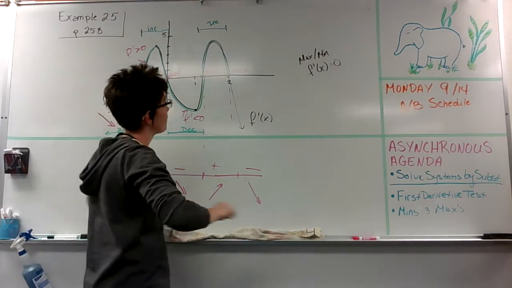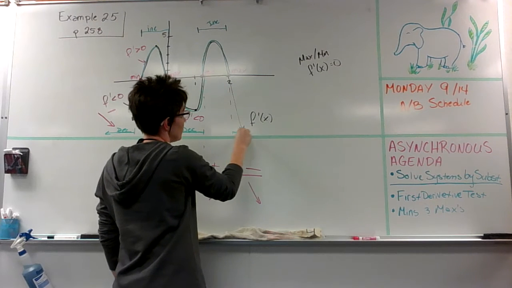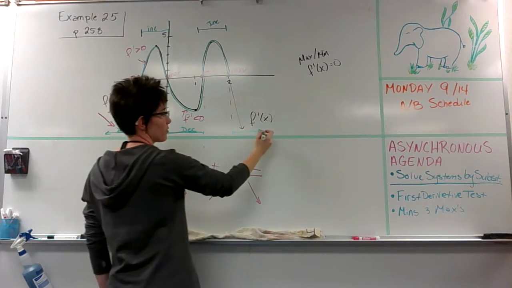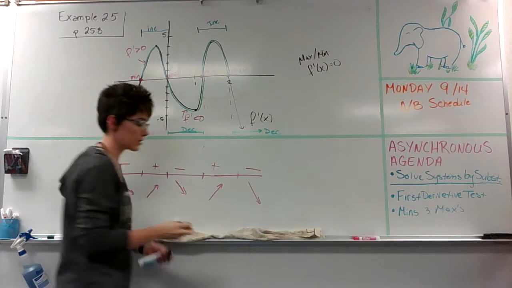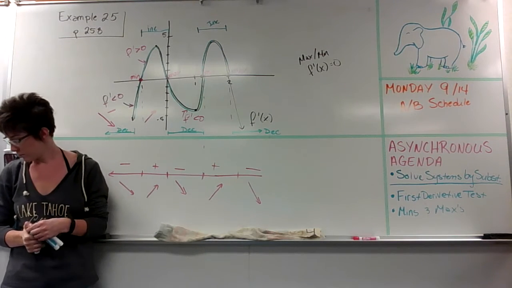Oh, and then the last one being this one. So these are negative slopes off forever there. So this is where it's decreasing as well. All right.